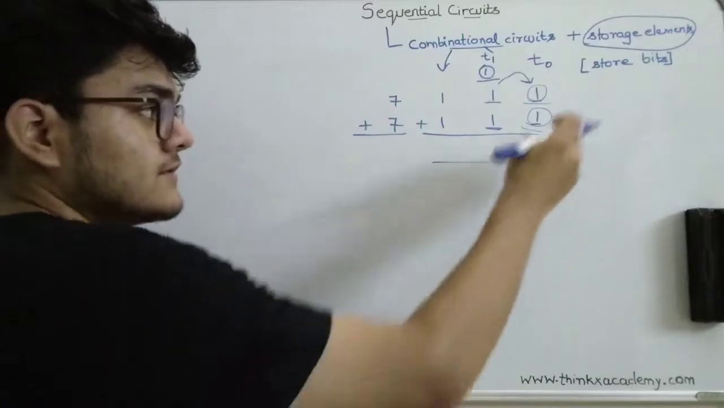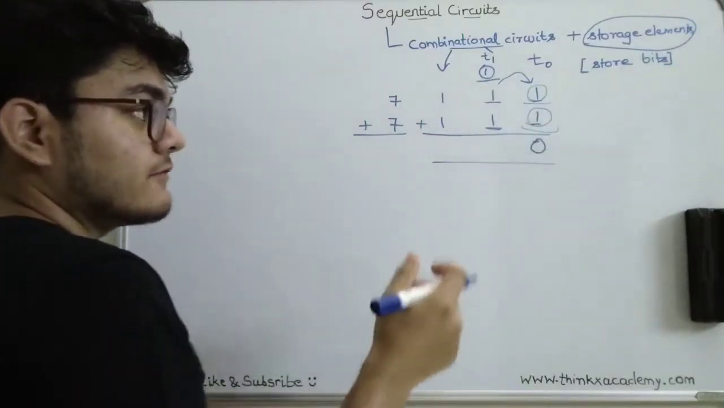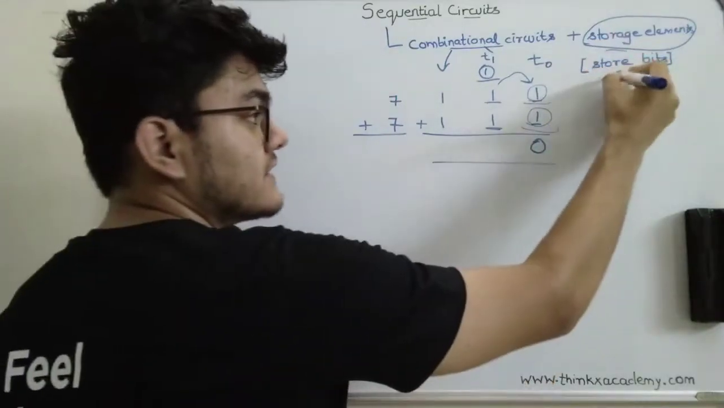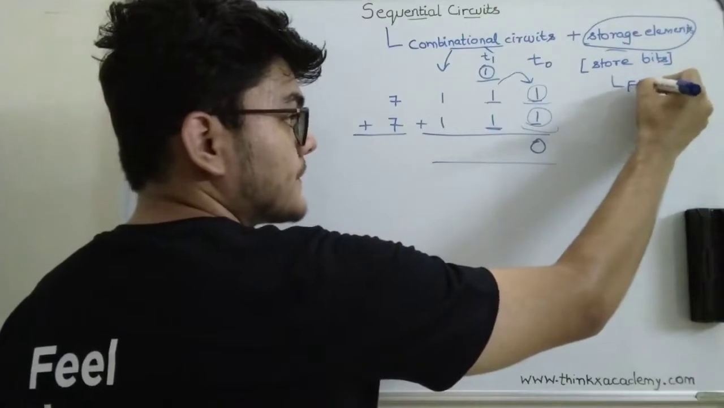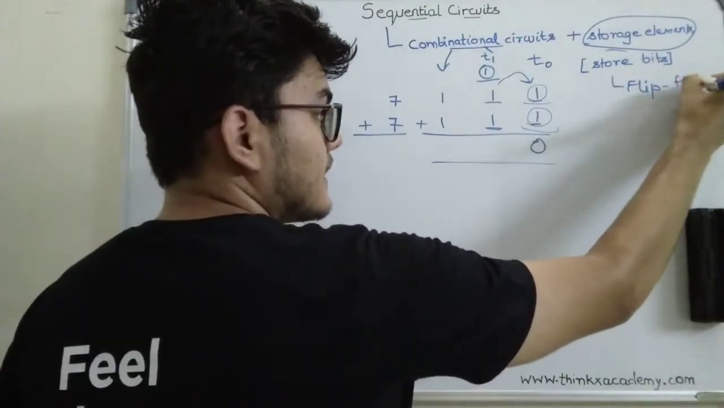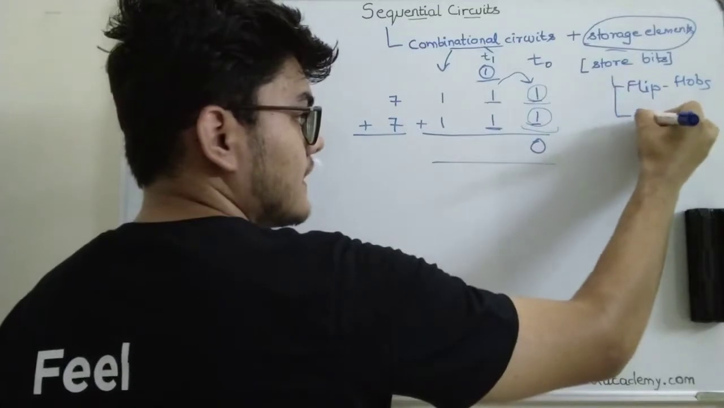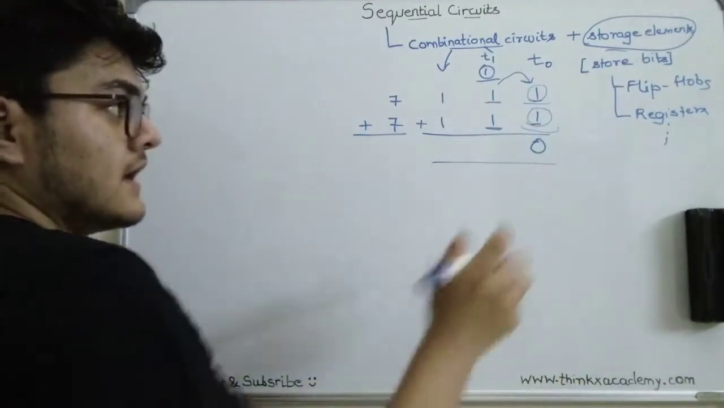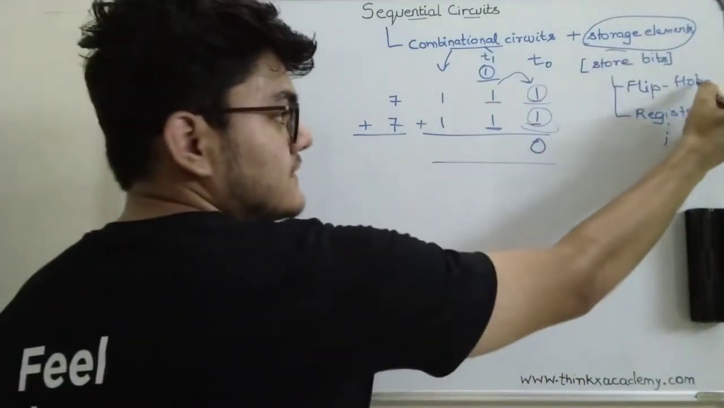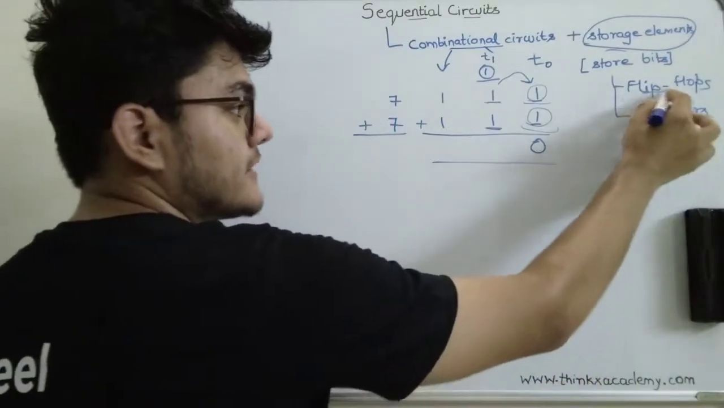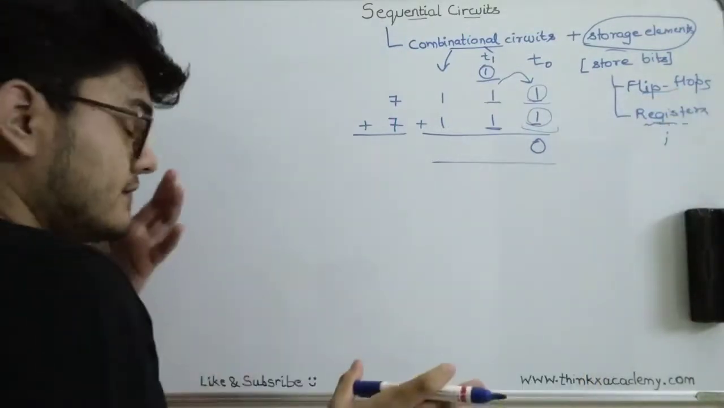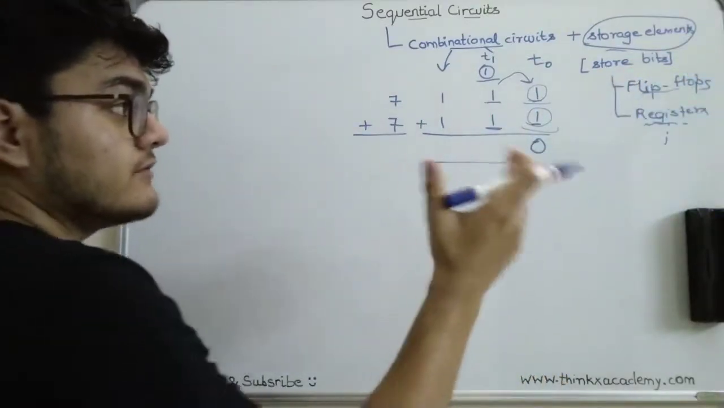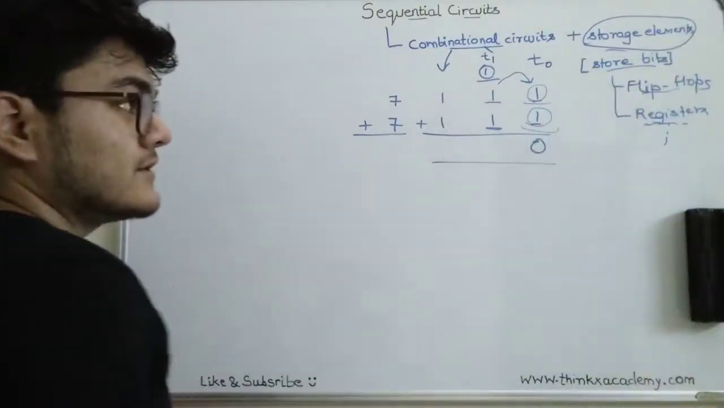So what we are going to do is store the previous sequence of inputs in these storage elements, and basically these storage elements are flip-flops, registers, and we are going to study some more types of sequential circuits which have these storage elements. We are going to study them in detail in the upcoming tutorials, but at this point we are just concerned with why we need storage, why we need to store the previous sequence of bits.